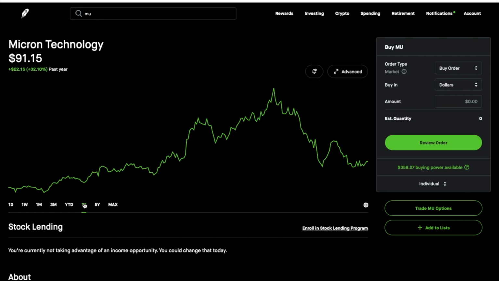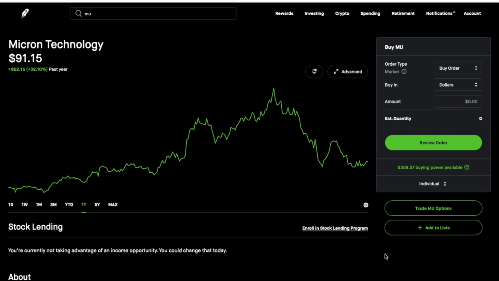Okay, so the next one is Micron Technology. This one was trading back in June at about 153, and right now it's currently at about 91. This is one that I really like for AI technology. I think they're going to boom over the next year to 2 years. So I do like Micron.